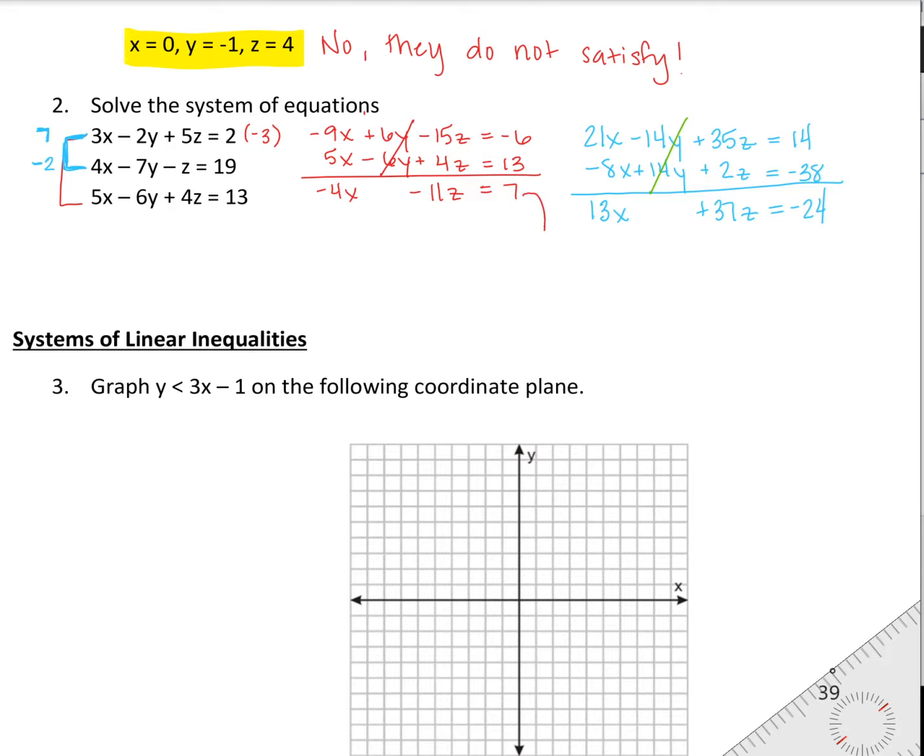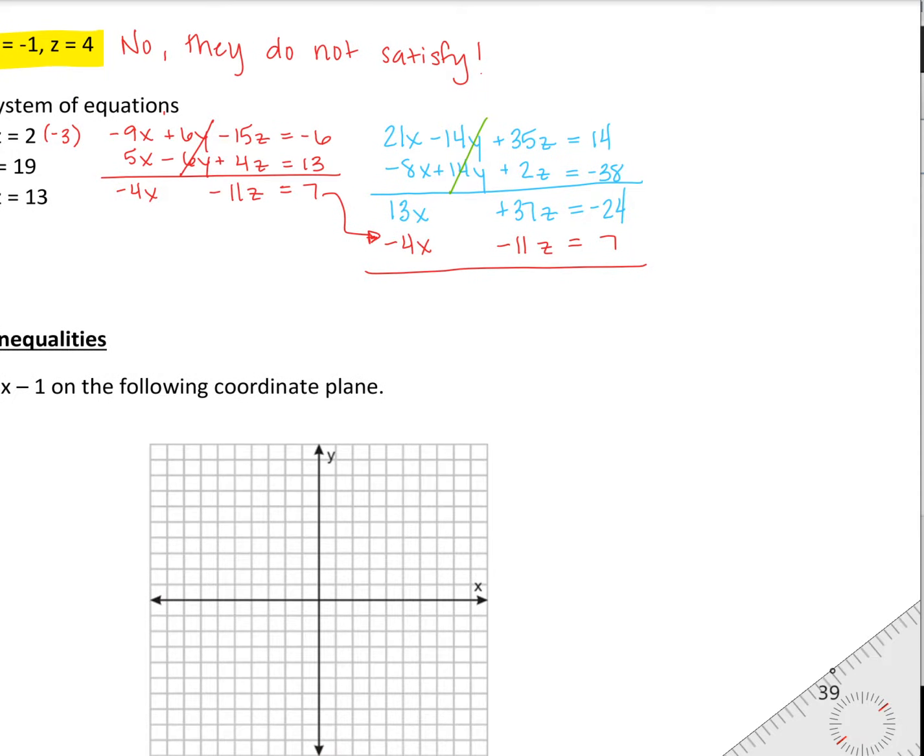So I'm actually going to bring my previous equation down so that I can then start working on those two. So I get -4x minus 11z equals 7. Okay, so now, sadly, in order to do these, I'm going to have to change both the top and the bottom. So I'm going to choose just my x's to cancel each other out since they're already opposites. So I'm going to multiply the top times 4 and the bottom times 13.